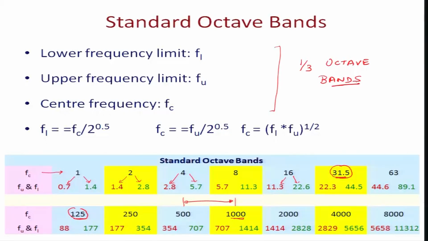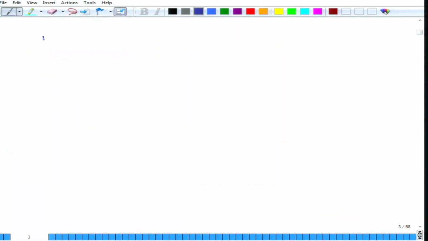So, what are these 1/3 octave bands? Here also the ratios are constant. We have discussed what octave bands are. Now, we are discussing what 1/3 octave bands are. First we will discuss in general, and then we will talk about industry standard 1/3 octave bands. Once again, each of these bands has an upper frequency limit, a lower frequency limit, and a central frequency.